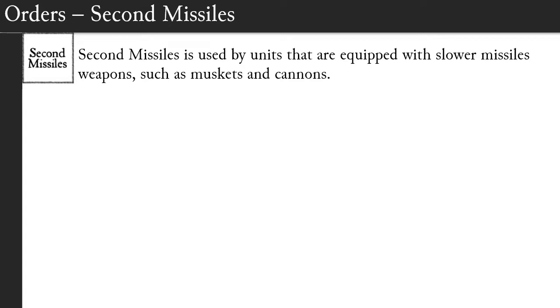The last order you could issue a unit is second missiles. This is the order you would use if you want the unit to cast missiles that are just slower, slow firing missiles. So this would be something like muskets, heavy crossbows, cannons, basically missile weapons or ranged weapons that just take a while to get ready, take a long time to load, that sort of thing.